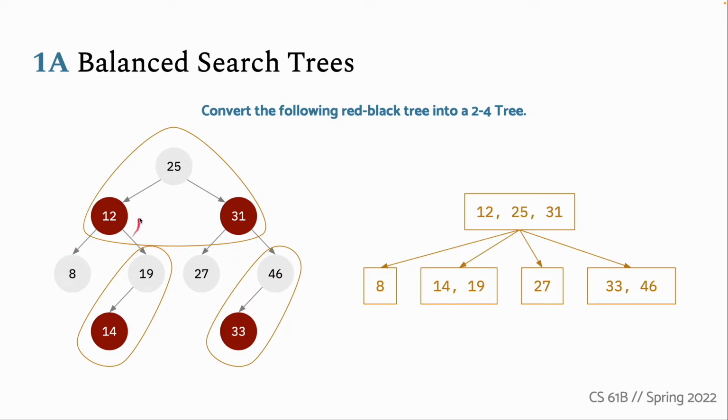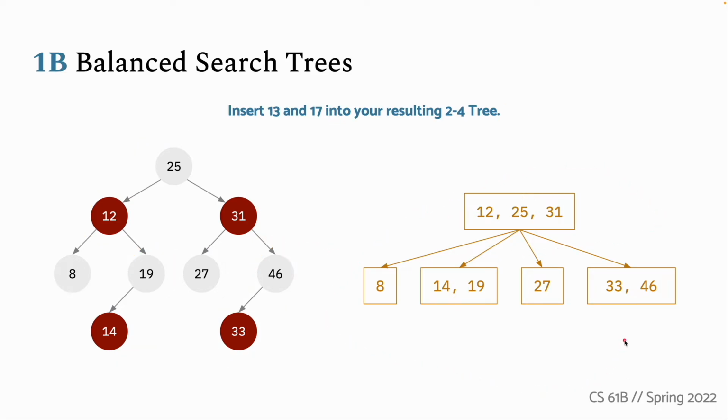So in this case, you see that we have 12, 25, and 31 in one node. We have 8 by itself, and this arrow out here connecting those two. 14 and 19 are also one node connected by this arrow right here. 27 is in its own node connected by this arrow right here. And then 33 and 46 are in their own node connected by this arrow right here. And we get this correct 2-4 tree just like that.